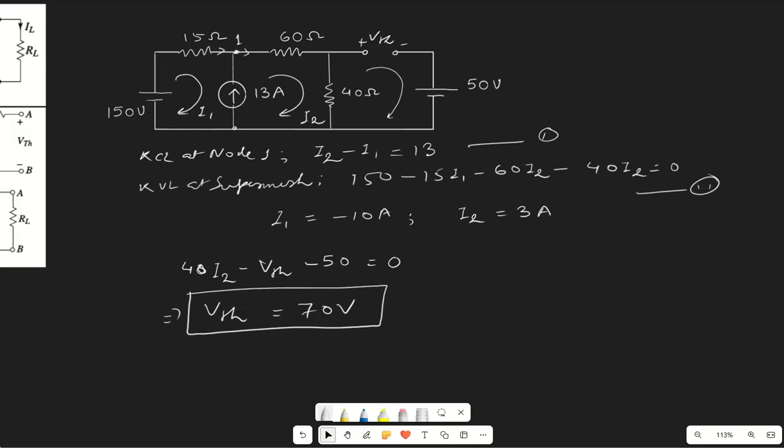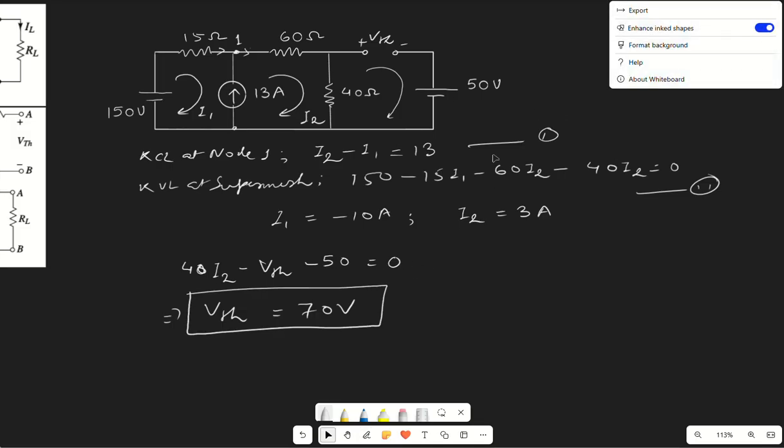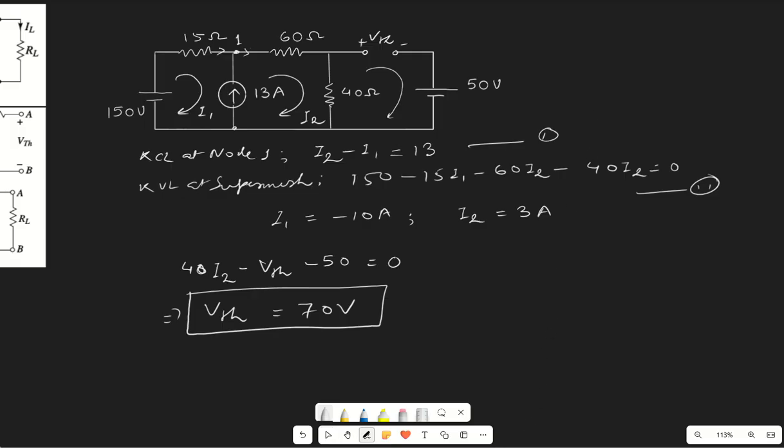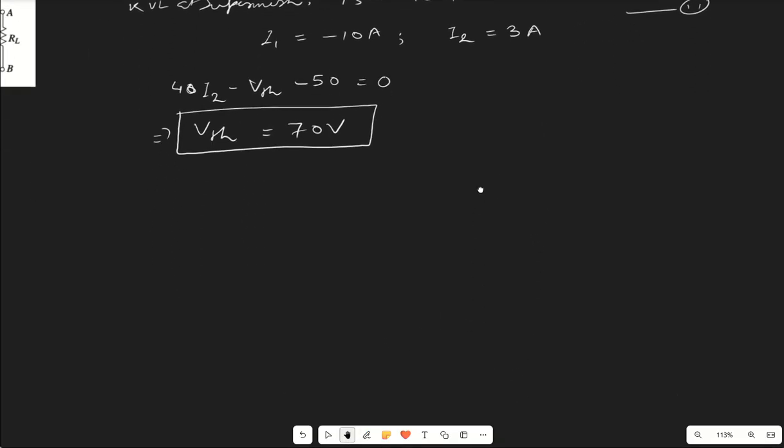Now let us see what will be the value of RTH. So for RTH, again we have to draw the circuit.